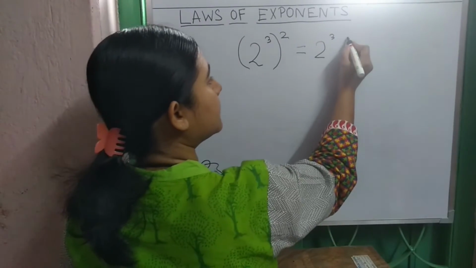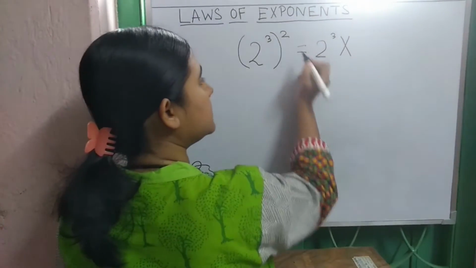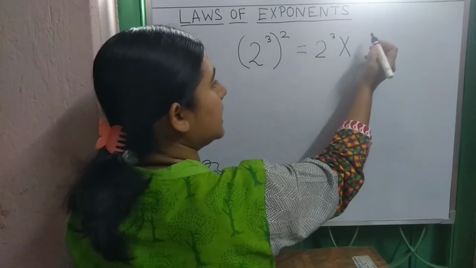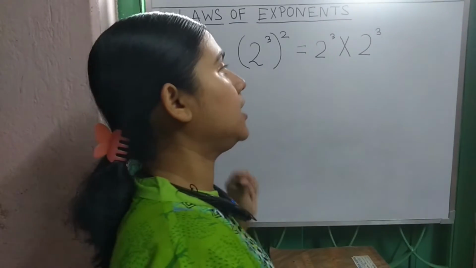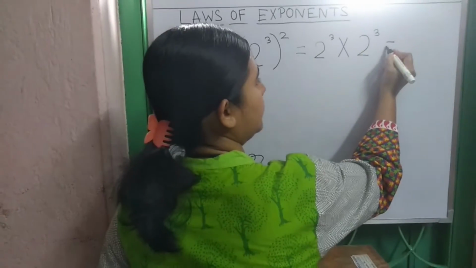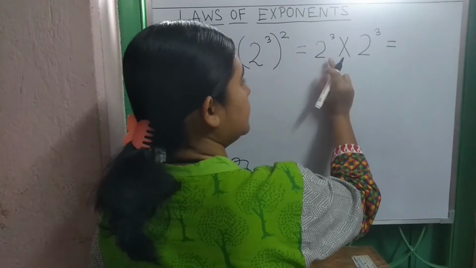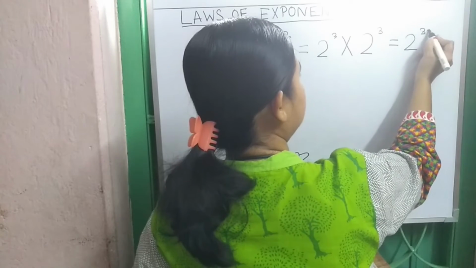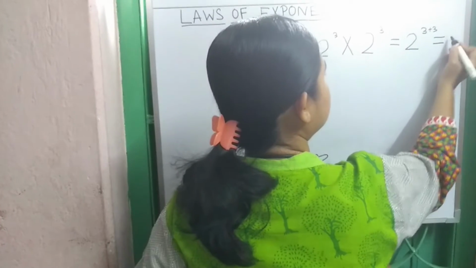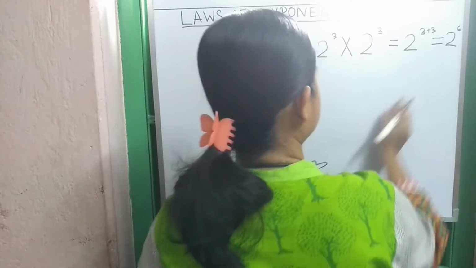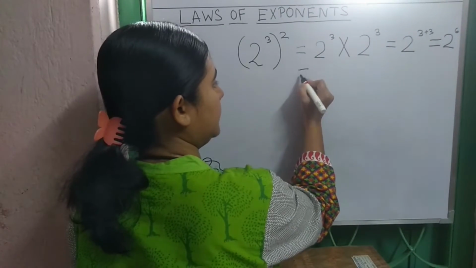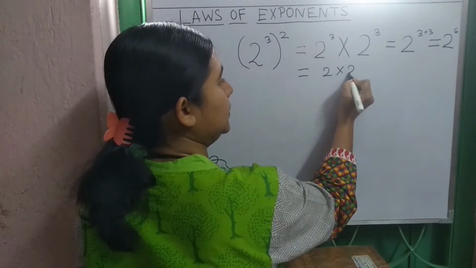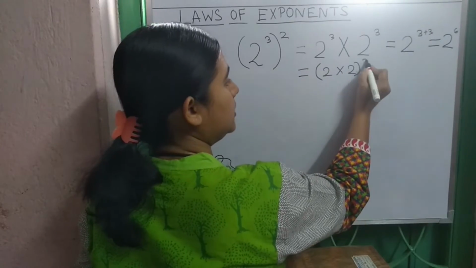Think this is x. Since it is given square, we can write it as 2 to the power 3 times 2 to the power 3. And we already know the formula that if the bases are the same, then we add the powers, 3 plus 3, which equals 2 to the power 6. Also, since the powers are equal, we can write it like 2 into 2 whole to the power 3.